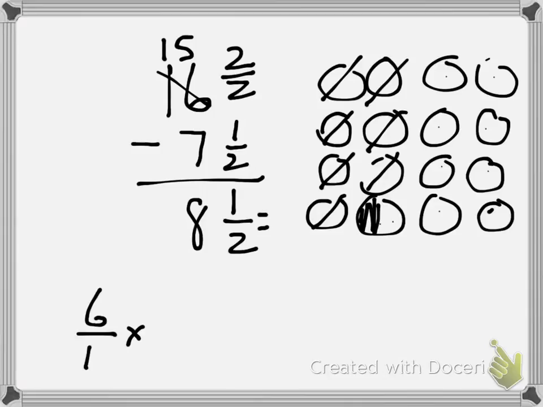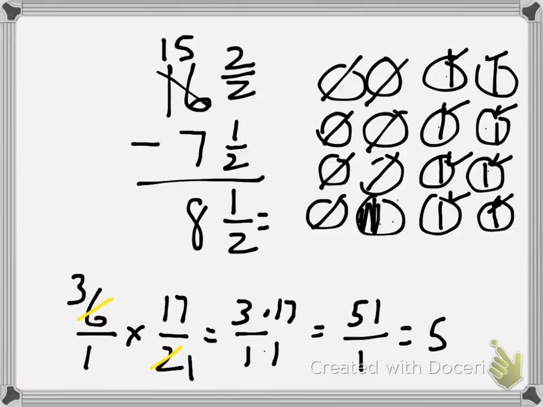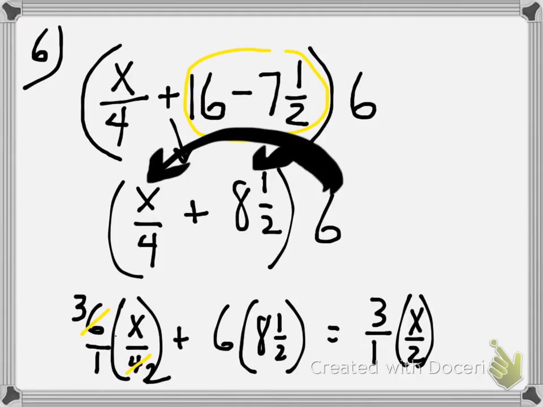I'm going to make that into an improper fraction by cutting it all into halves. And now we have 2, 4, 6, 8, 10, 12, 14, 16, 17 halves. So we can actually cancel. Both of those are divisible by 2, 3, and 1. So we get 3 times 17 over 1 times 1, which equals 51 over 1, which equals just regular 51. So then this part right here became plus 51.